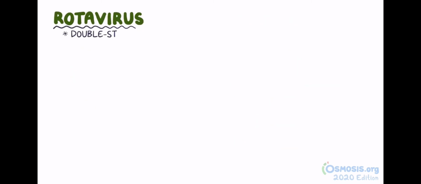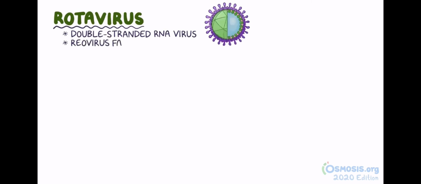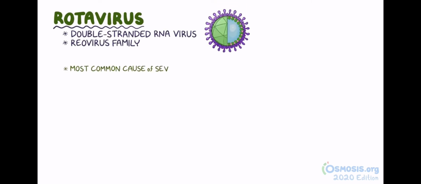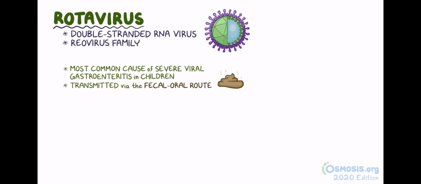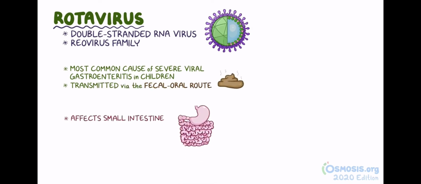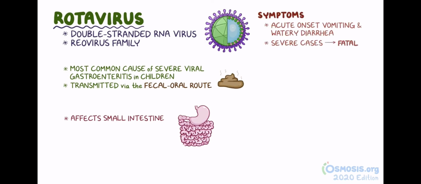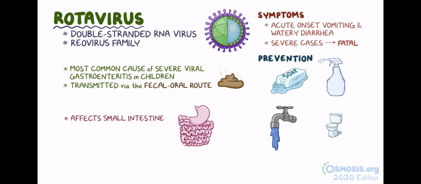Alright, as a quick recap, rotavirus is a double-stranded RNA virus from the reovirus family. It's the most common cause of severe viral gastroenteritis in children, and it's transmitted via the fecal-oral route. It mainly affects the small intestine and causes symptoms like acute onset vomiting and watery diarrhea, and severe cases can be fatal. In addition to vaccination, prevention for rotavirus is proper hand washing, sanitizing surfaces, and having effective water and sanitation facilities.